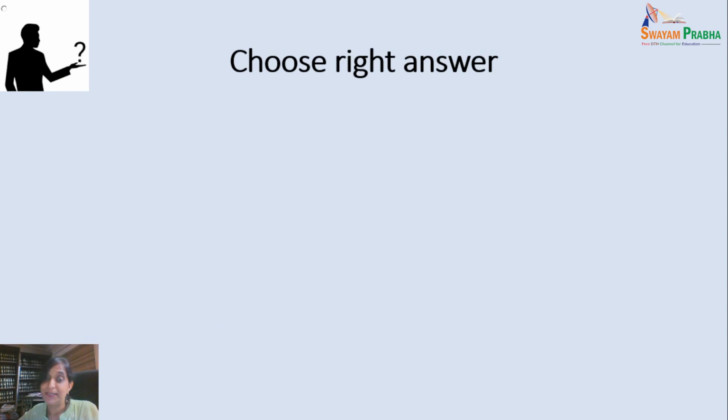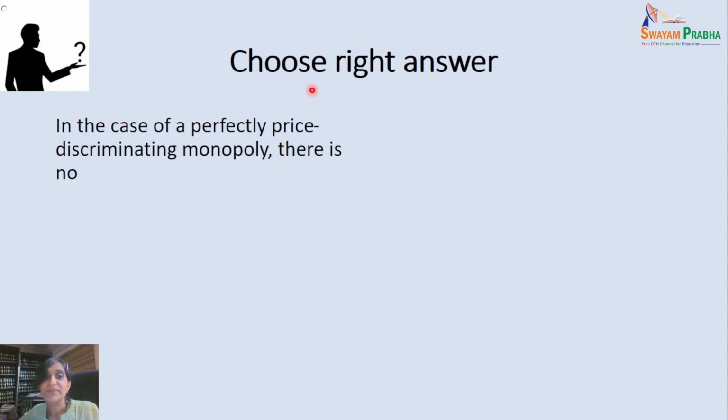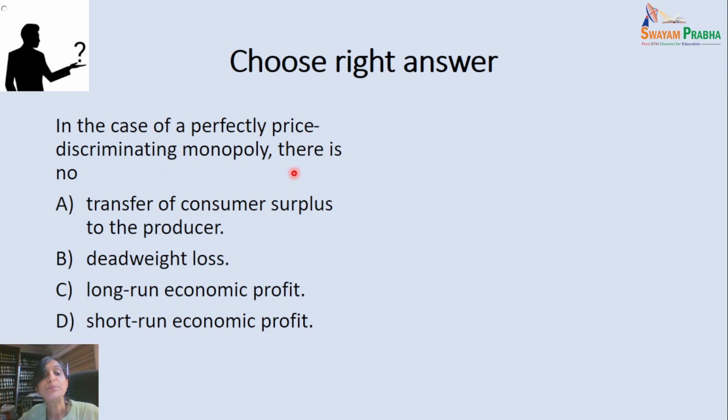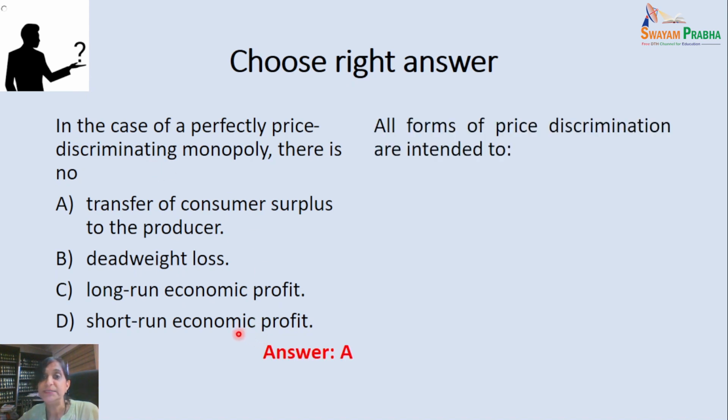Okay, now let us do a small assessment. Pick the right answer. In the case of a perfectly price discriminating monopoly, there is no transfer of consumer surplus, deadweight loss, long run economic profits or short run economic profits. What happens when the firm is perfectly discriminating the price? That is first degree price discrimination. There is no consumer surplus.